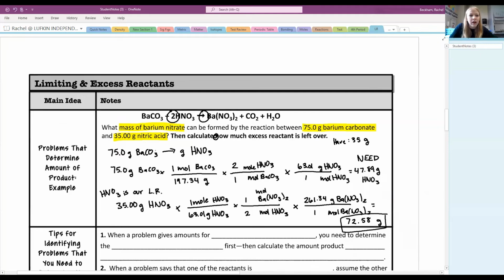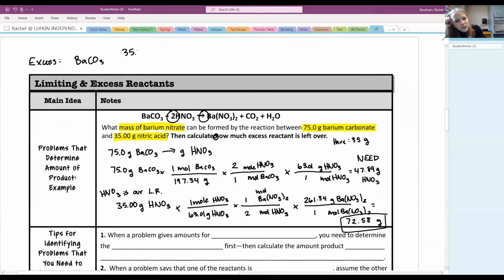So what is our excess reactant? I'm going to write up here if y'all can see. Our excess reactant was not the nitric acid, right? That was what limited us. Our excess reactant was the barium carbonate. So we need to figure out how much was used up and how much will be left over. Okay, so we're going to use our limiting reactant to get there.